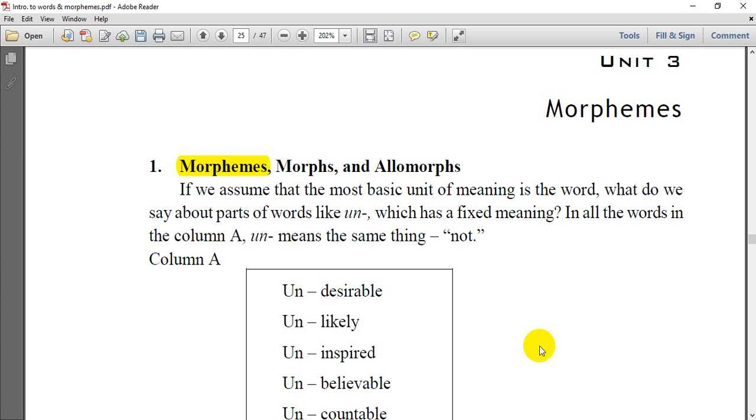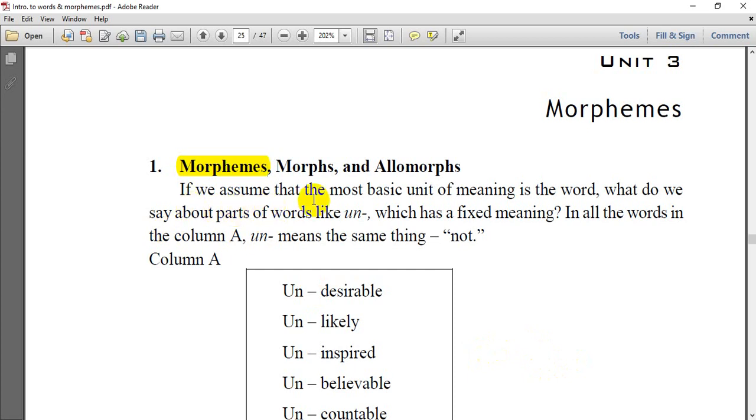For example, this English word, boys, has two morphemes, which are boy plus s.